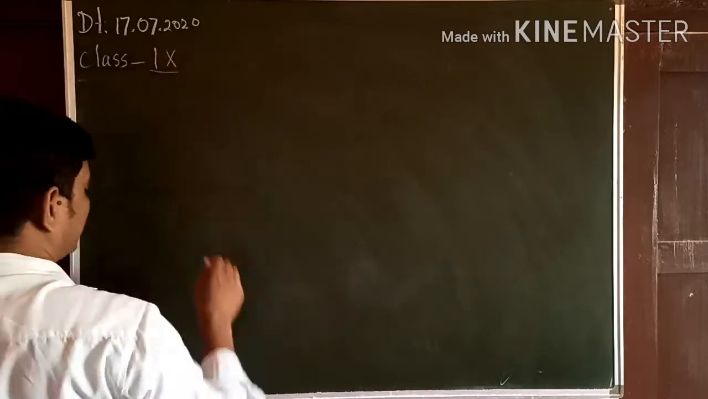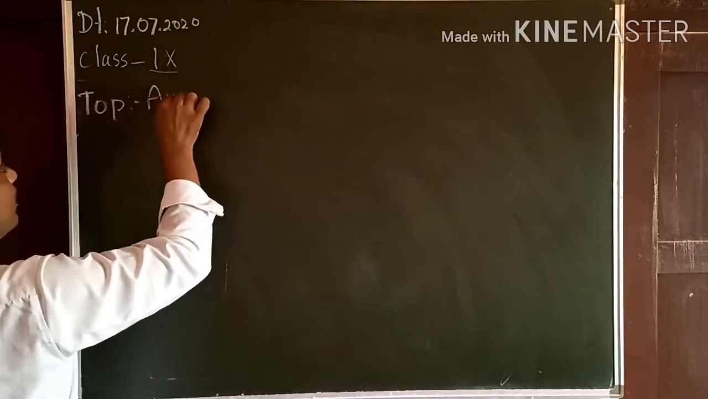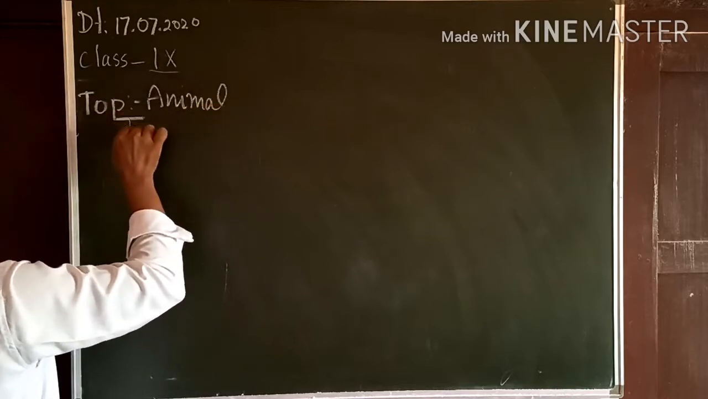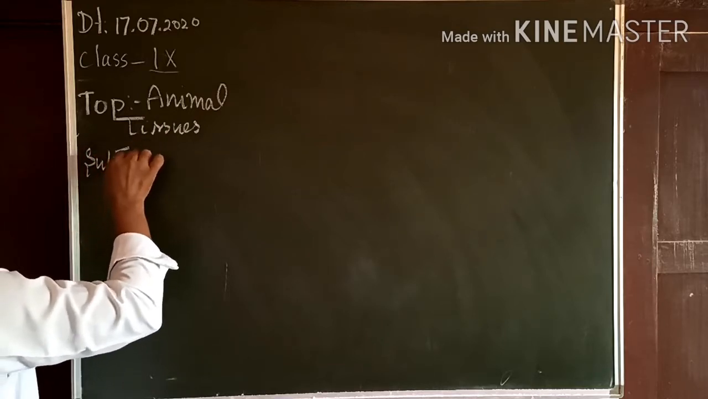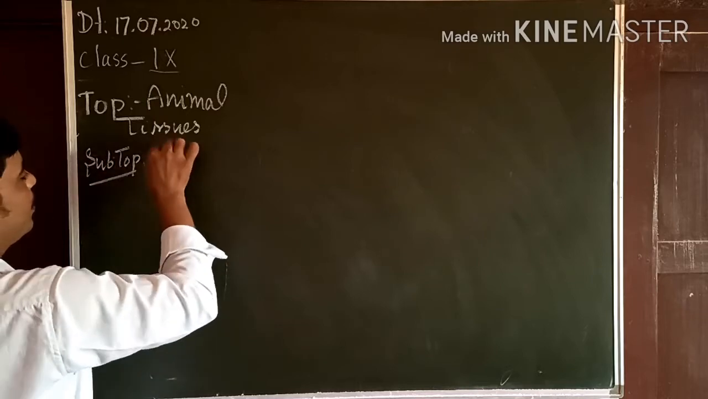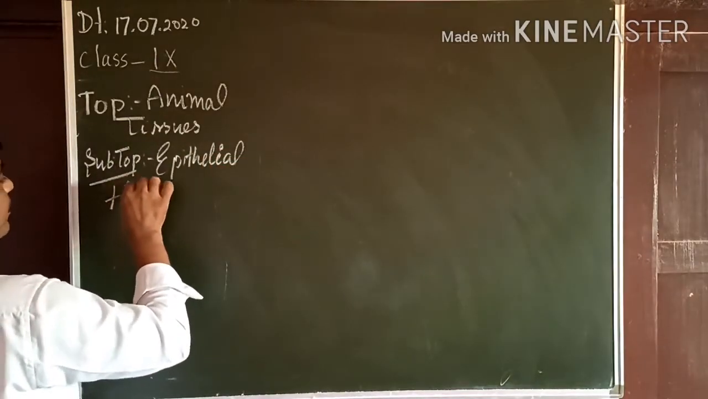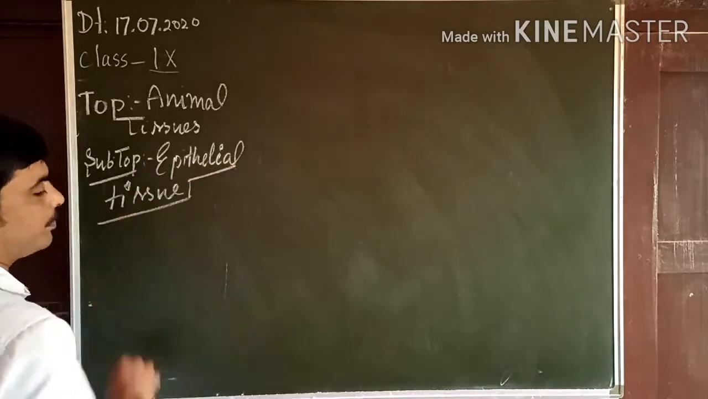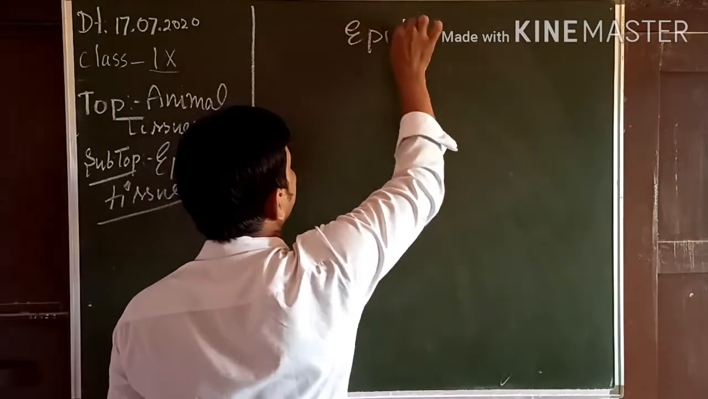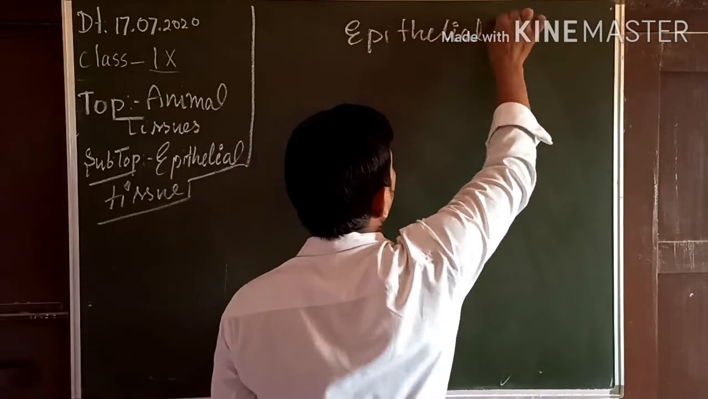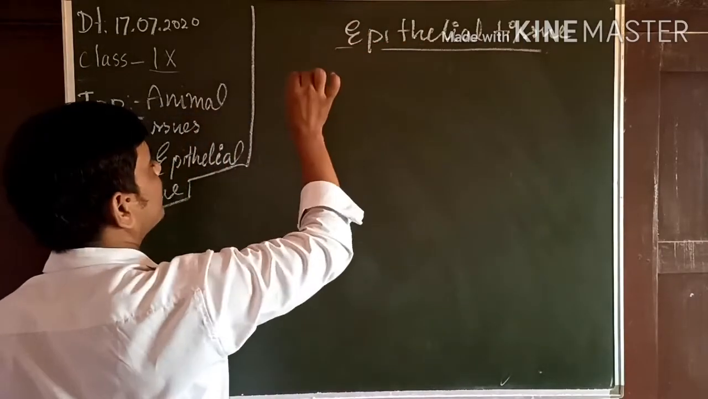Class 9th. The topic is animal tissues, and we are studying the subtopic epithelial tissue. Today, columnar epithelium.